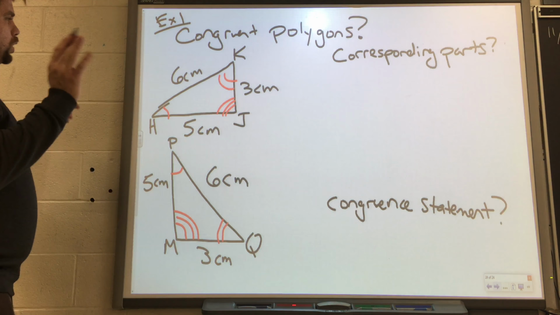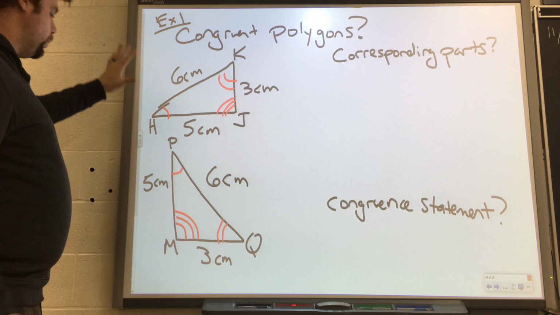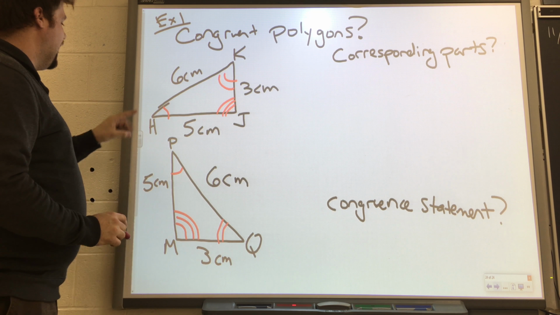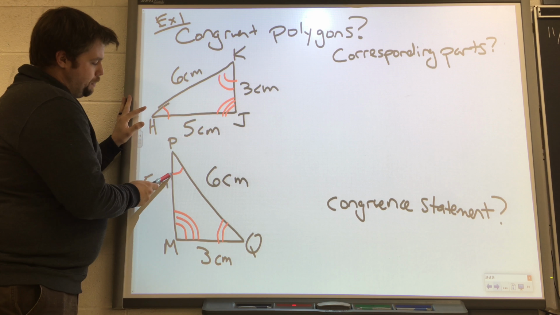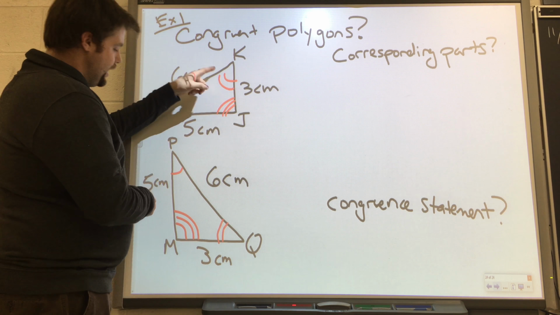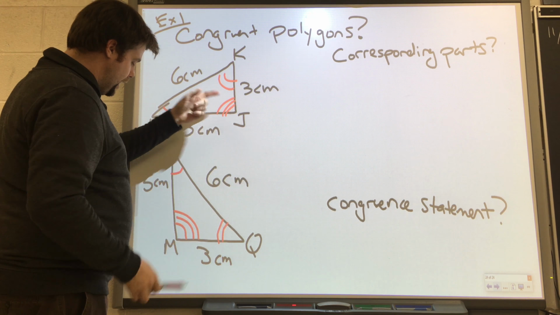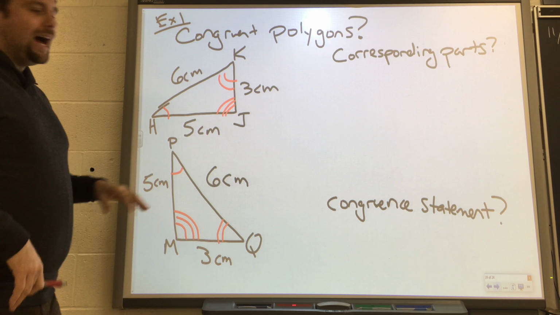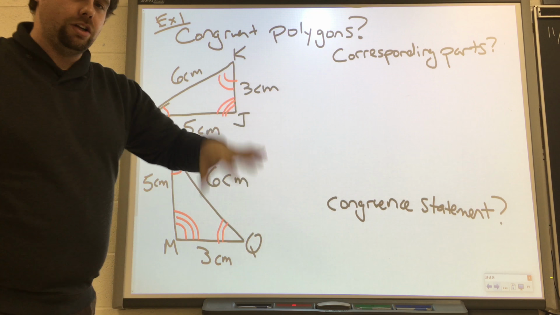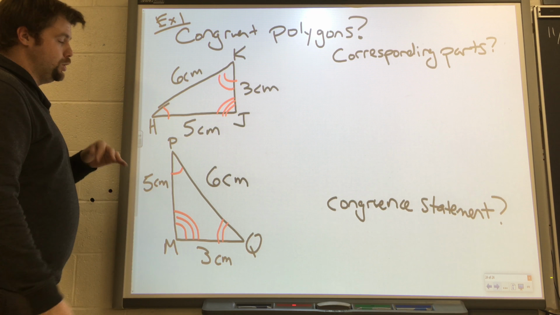So if I take a look here, I see 3 angles in each one. I see H is marked congruent to P. Good. And K to Q. Good. And J to M. Great. I got 3 angles and they all have a congruent angle in the other triangle.